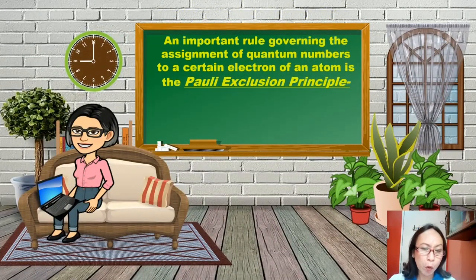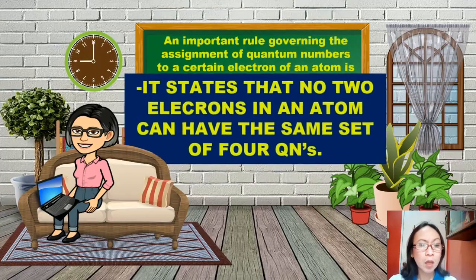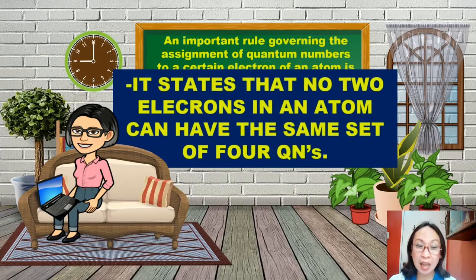Okay, it is also important to take note of the Pauli exclusion principle. What is this principle? It states that no 2 electrons in an atom can have the same set of 4 quantum numbers. That is what I said earlier. Let me repeat: an atom is very unique. It cannot have the same sets of quantum numbers as other atoms. Okay? So please take that in mind.